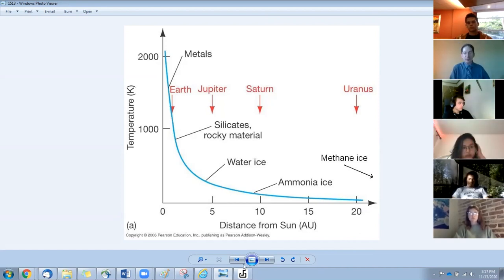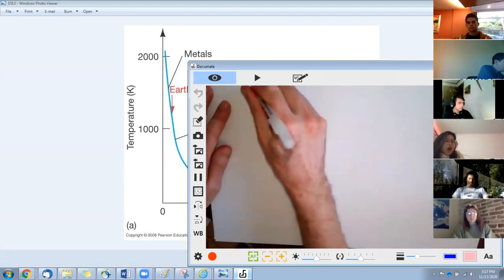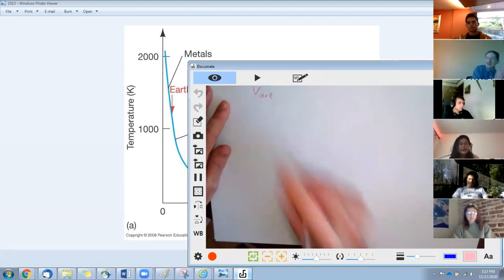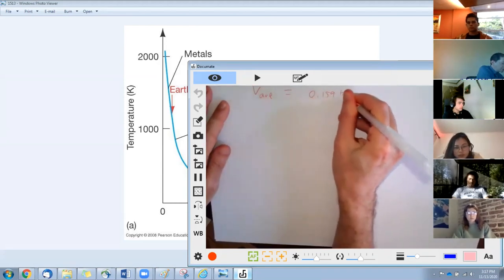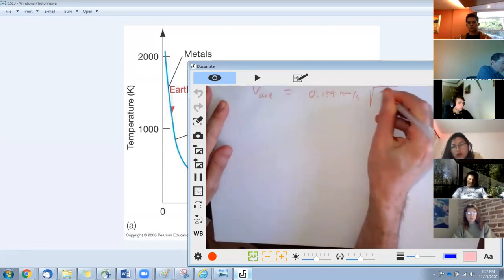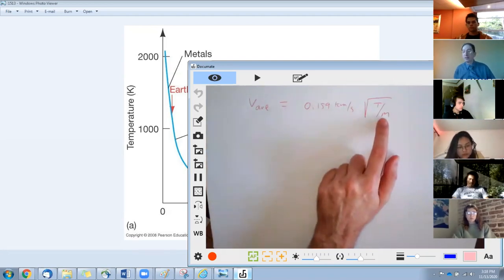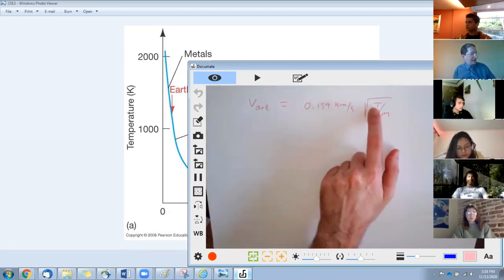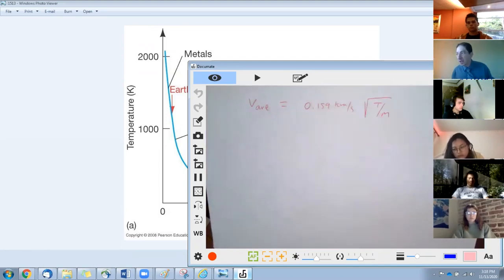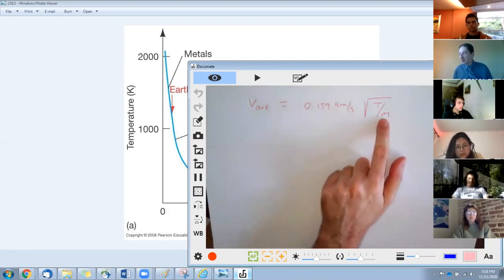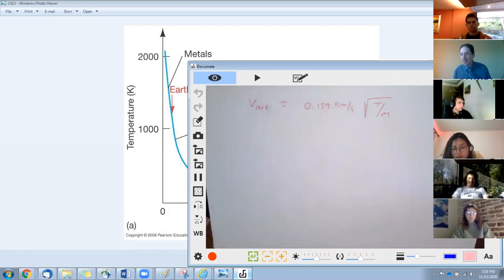It's actually probably worth just putting that equation up there again. We don't need to use it, but just so you can see the dependence, the average speed of the particles at any distance from the sun is going to be 0.159 kilometers per second times the square root of the temperature over the molecular mass. So particles with a low molecular mass at the same temperature will move around quicker and will be more likely to bounce off of each other and not accrete than heavy particles. At the same temperature, they'll move around more slowly and hence be more likely to stick together.